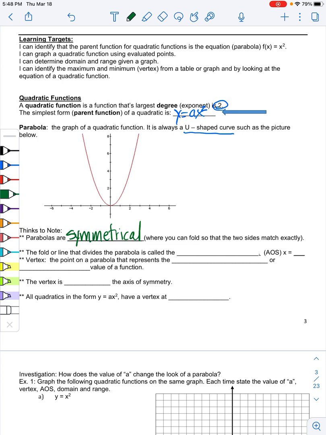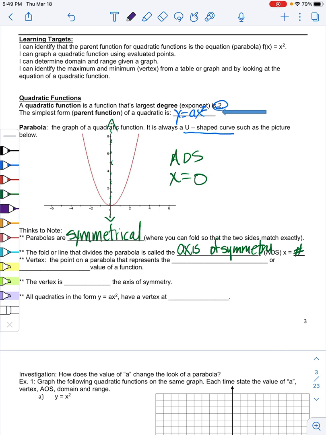That fold line that divides the parabola in half is called the axis of symmetry, and we abbreviate that with AOS. Whenever you have an axis of symmetry, it's always x equals some number, because it's an equation of a line. It's this line that goes through the middle of the parabola. For instance, this one goes through x at 0. So for this parent function, my axis of symmetry would be x equals 0. You have to write it as an equation, x equals.